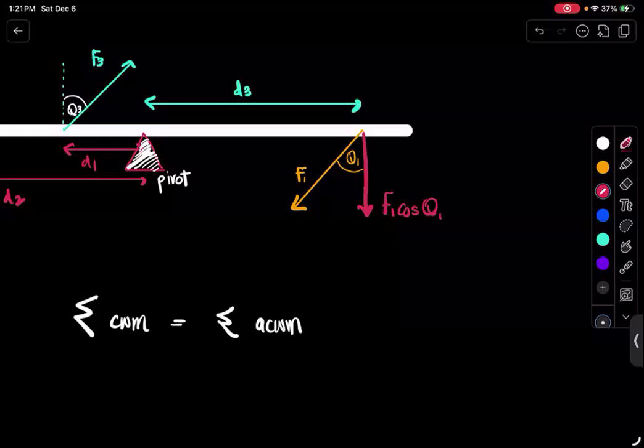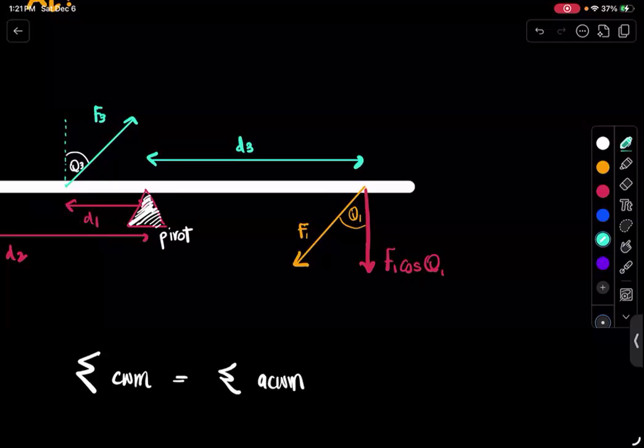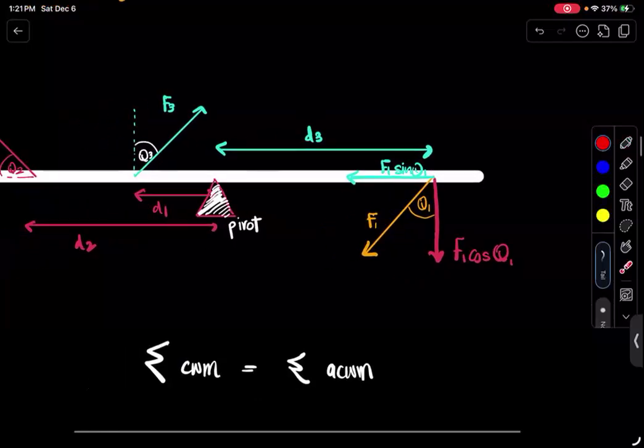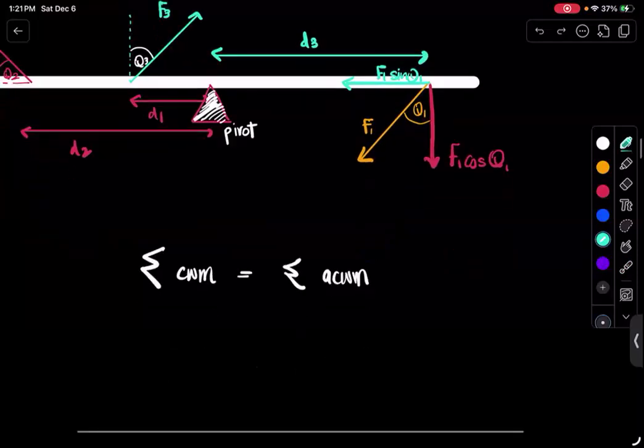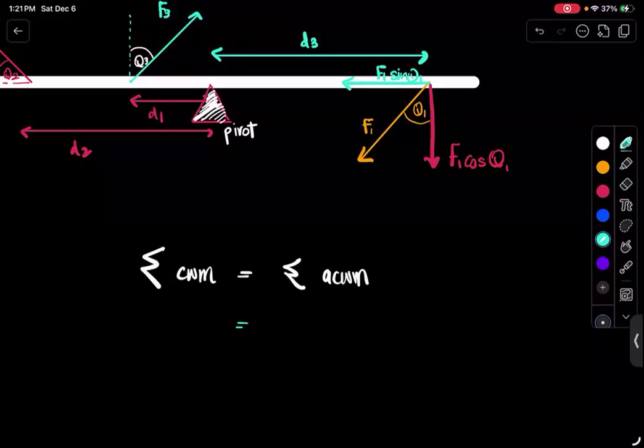And it's also going to have a horizontal component, which is going to be this. It's going to be F1 sine theta 1. But is this going to contribute to the moment? No, because do you see that the distance and the force are parallel in this case? So the sine theta component is not going to come into the equation. So what is the clockwise moment? This is going to make the ruler, or the beam, turn clockwise.